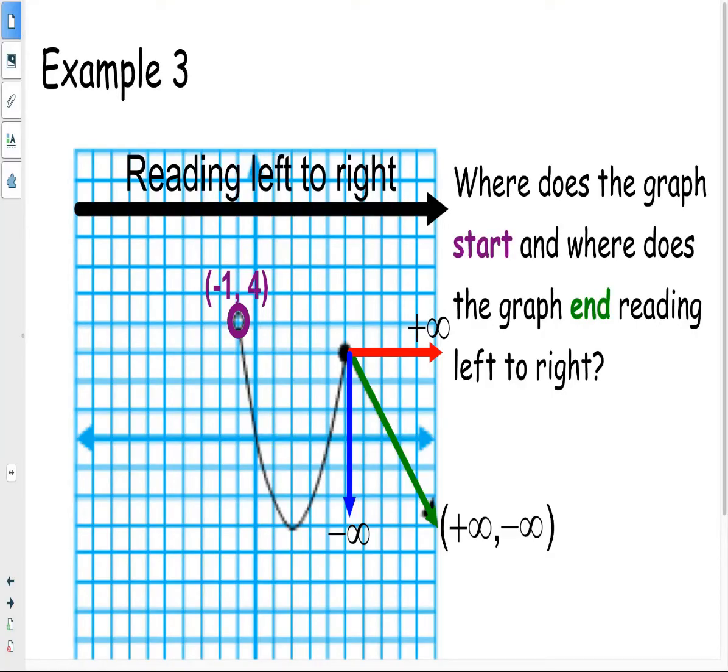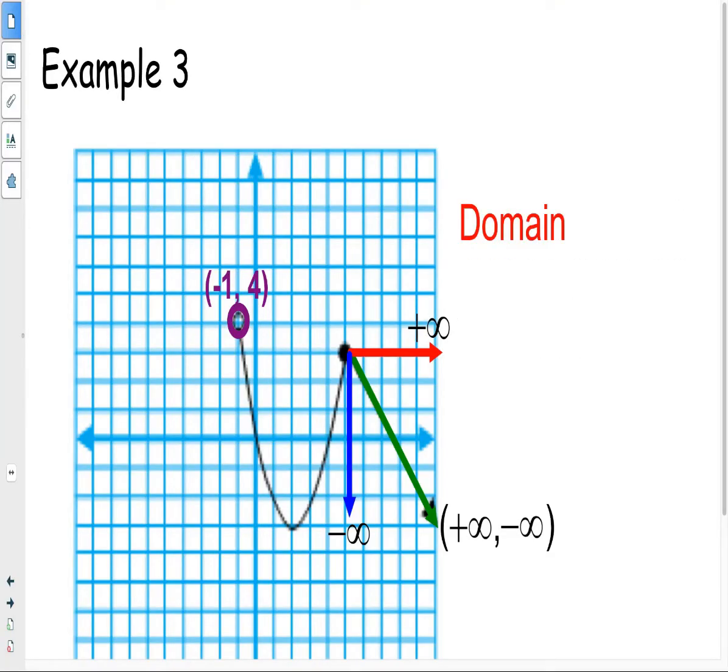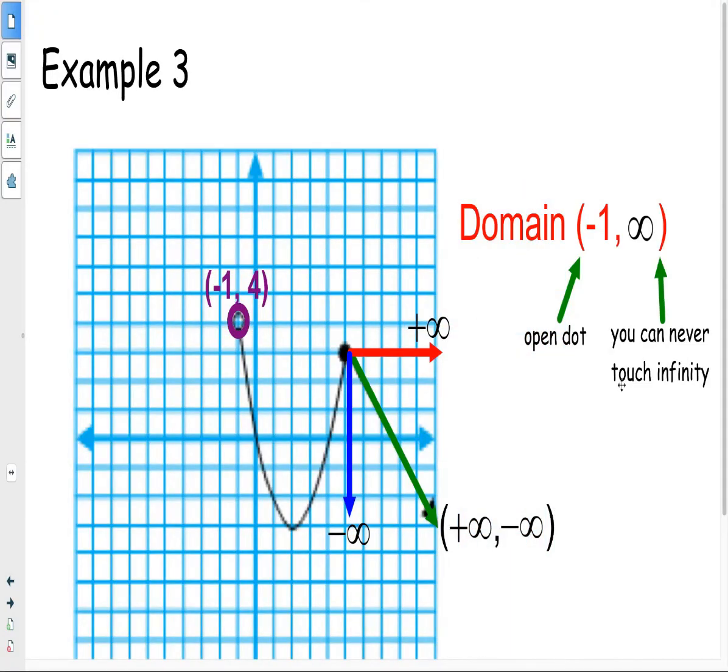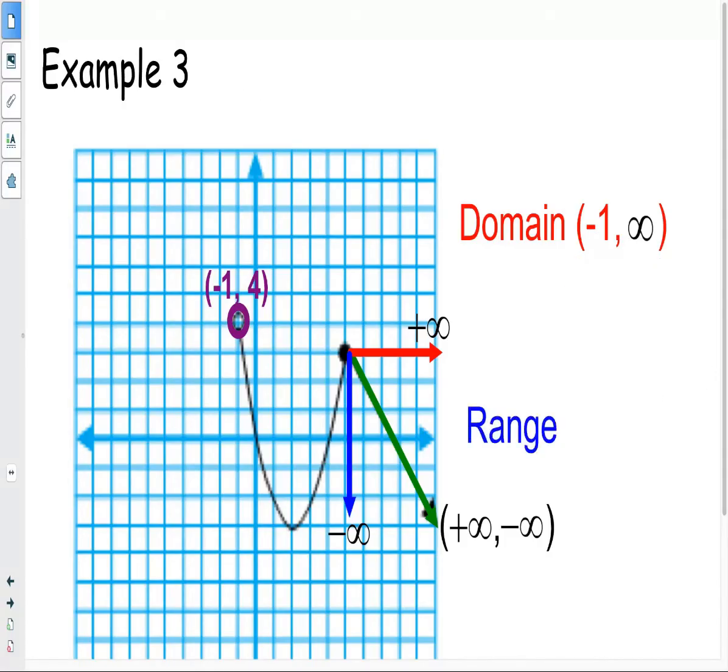So try your best to write your domain. Think about your parentheses and your brackets. We're at -1 as our starting x value, and positive infinity would be our eventual ending x value. It's going to have an open dot, so that's why there's a parenthesis, and you can never, ever touch infinity. Can't touch this, right? Can't touch infinity, so we're always going to use a parenthesis when it comes to infinity. Always, always.